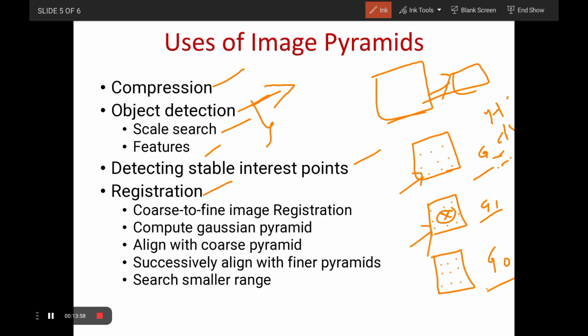Next is the registration application, or coarse-to-fine image registration. Large points and fine points can be identified with the help of the image pyramid. Computing the Gaussian pyramid is also possible: align with a coarse pyramid, then successfully align with a finer pyramid and search over a smaller range. These are numerous applications of the image pyramid, so we can find the large components and the fine components with the help of image pyramids.